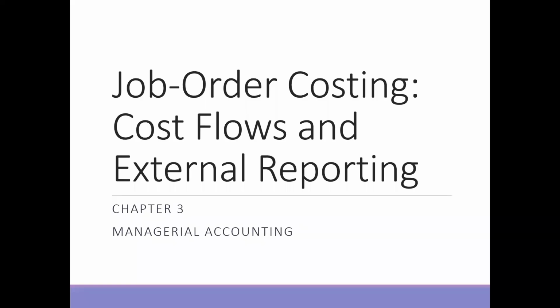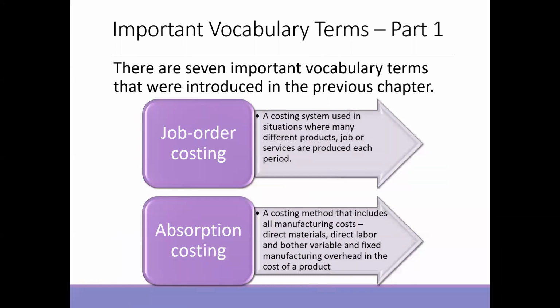Okay, so last week we began talking about job order costing. This happens when there are unique products that are being produced, or even services, or if there's many different types of products happening in the same day. So this is carrying on our discussion of job order costing.